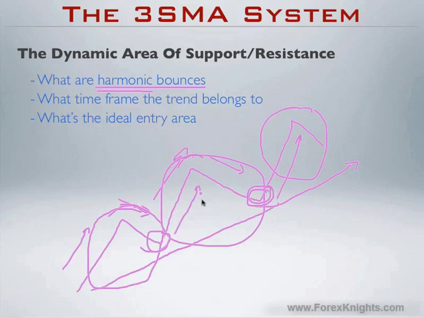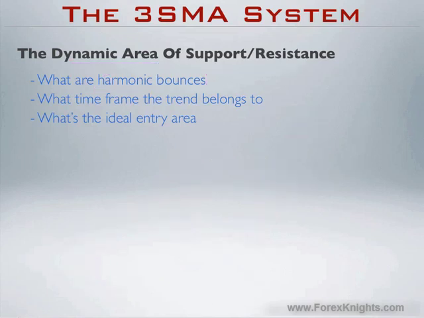Obviously, our goal here with the 3 SMA system is to profit from each consequent swing. Every single push that price takes in the direction of the trend is a whole new trading opportunity as per the 3 SMA system, right? And the sharper we get those bounces, the easier it's going to be for us to enter the trade at the optimal area. That's why we want to see harmonic bounces of the dynamic area of support and resistance. Alright, let me give you an example.